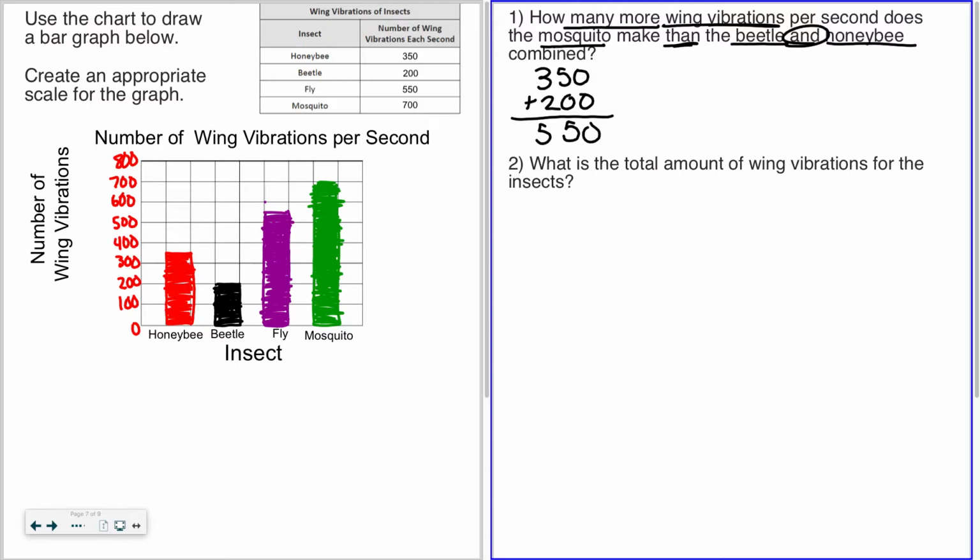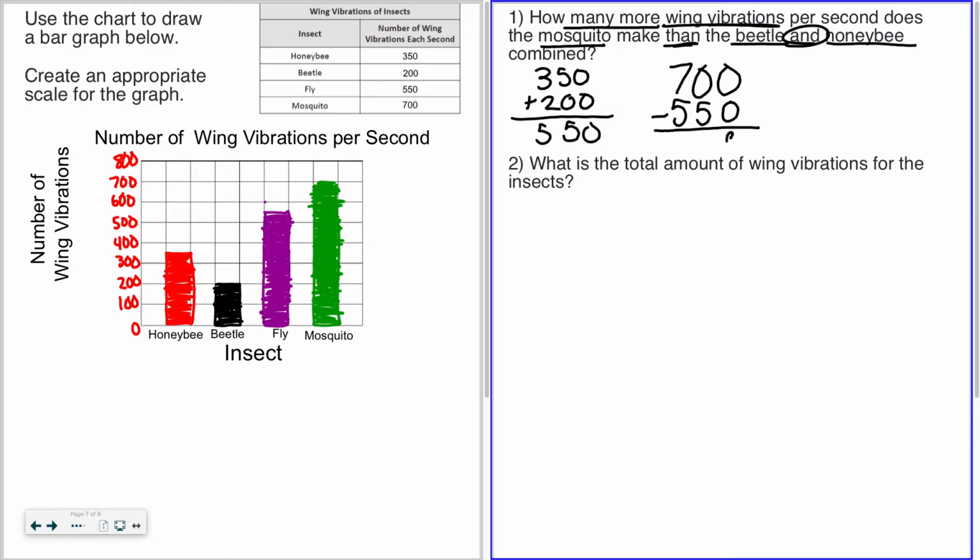I already know that the mosquito is 700 wing vibrations. So how do I know how much more 700 is compared to 550? How can I compare these two numbers? How do I know how much more this is compared to this? I can subtract, right? I want to know how many more. I want to subtract to find the difference between the two numbers to find out how much more it is.